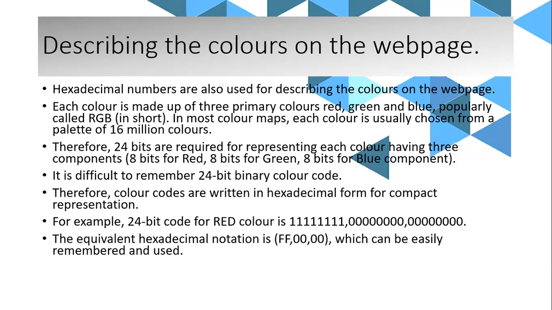So 24-bit code for red is all ones, all zeros, and all zeros. So if you have to remember this, the easier way to remember is FF0000. This is easier to remember than remembering so many ones, so many zeros, so many zeros. Okay, so this is where I end today's class. These are the two places where hexadecimal number system is used.